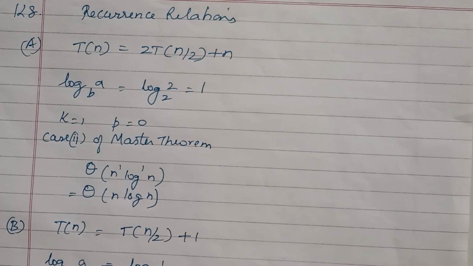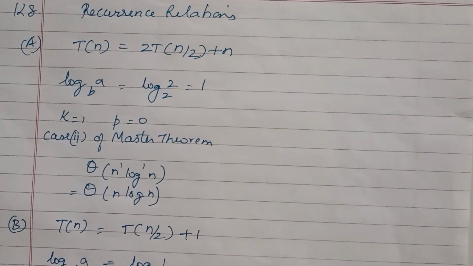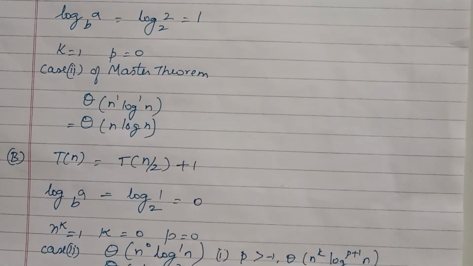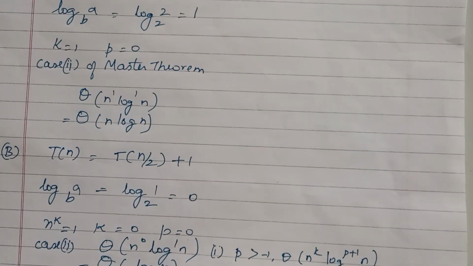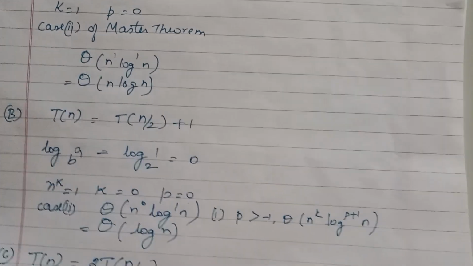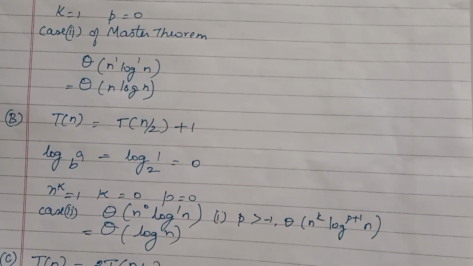Here also log_b a is log 2 base 2, which is 1, and the value of k is 1 when p equals 0. So it goes to case 2 of Master's theorem, and we have order of n^1 log^1 n. So it's order of n log n. So option B: T(n) = T(n/2) + 1.